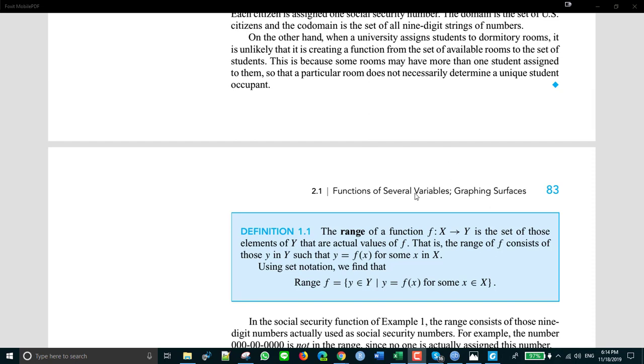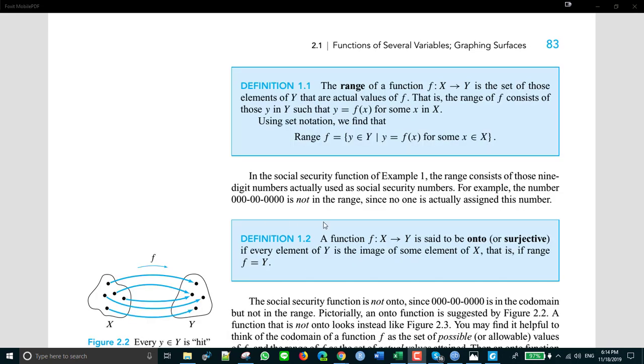So they say the range of a function is the set of those elements of Y that are actual values of f. That is, the range of f consists of those y in Y such that f of x equals y for some actual x in X. Using set notation, we'd say the range of f equals the set of all y in Y, such that y equals f of x for some actual x in X.